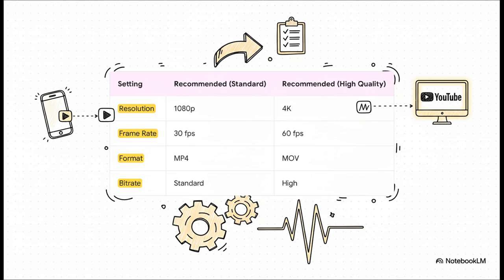So before you hit that big blue export button, just take a quick look at your settings. For most stuff you're going to post on social media, 1080p at 30 frames per second is going to be your best bet. That's the standard. Now, if you're aiming for that super crisp, high-quality look for something like YouTube, you might want to push that up to 4K at 60 frames per second. The big takeaway here is just to match your settings to wherever your video is going to live.